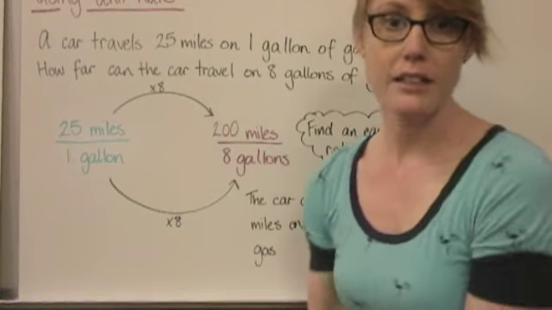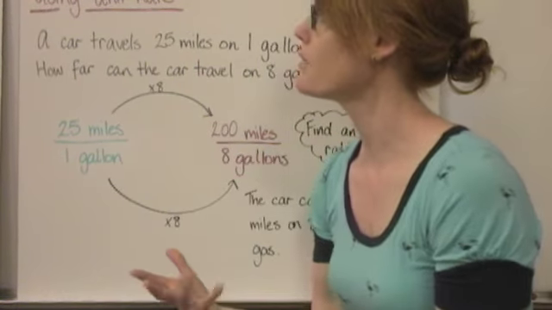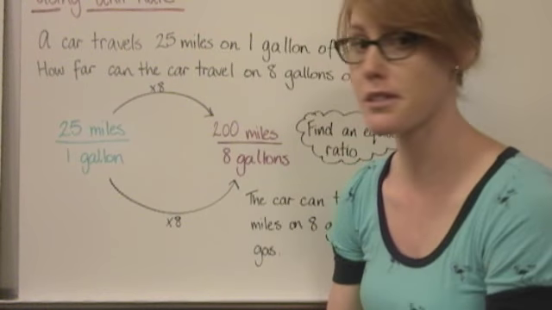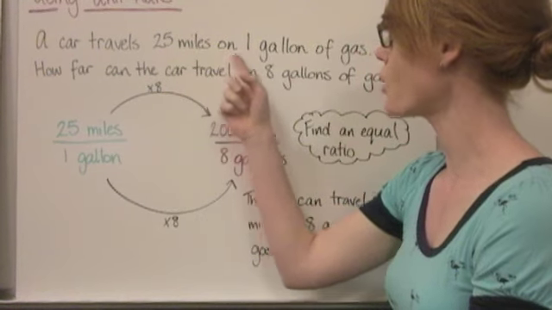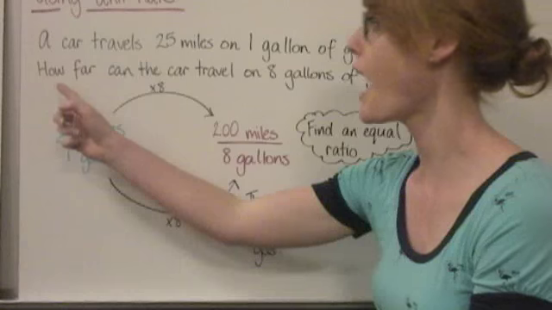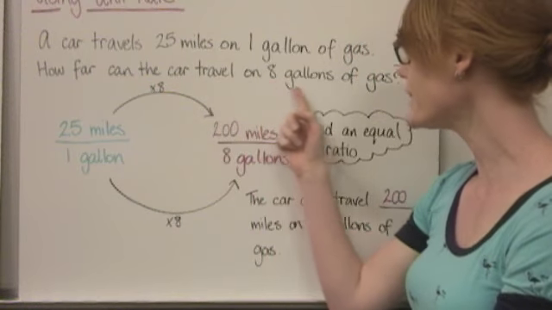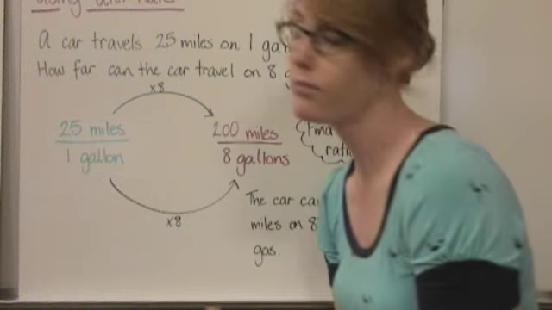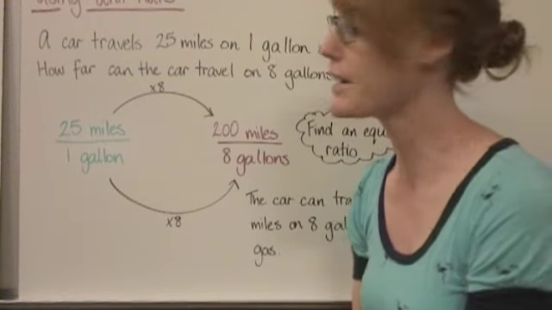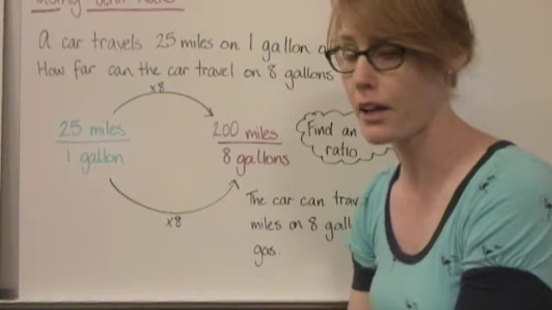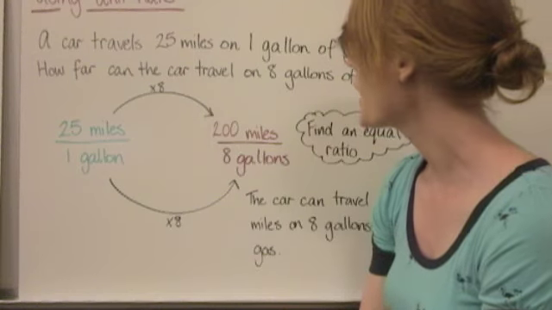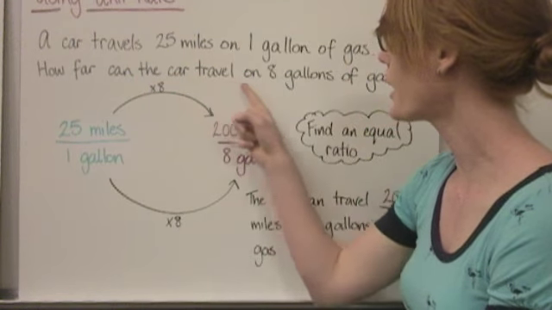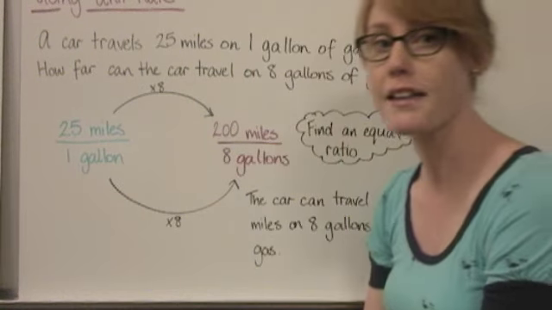We can use unit rate to help us find solutions to a number of problems. So here's one to test it out. A car travels 25 miles on 1 gallon of gas. How far can the car travel on 8 gallons of gas? Well, let's start off by writing it as a ratio. We have 25 miles per gallon, 25 miles to 1 gallon of gas. And we need to find out how far the car can travel on 8 gallons of gas.